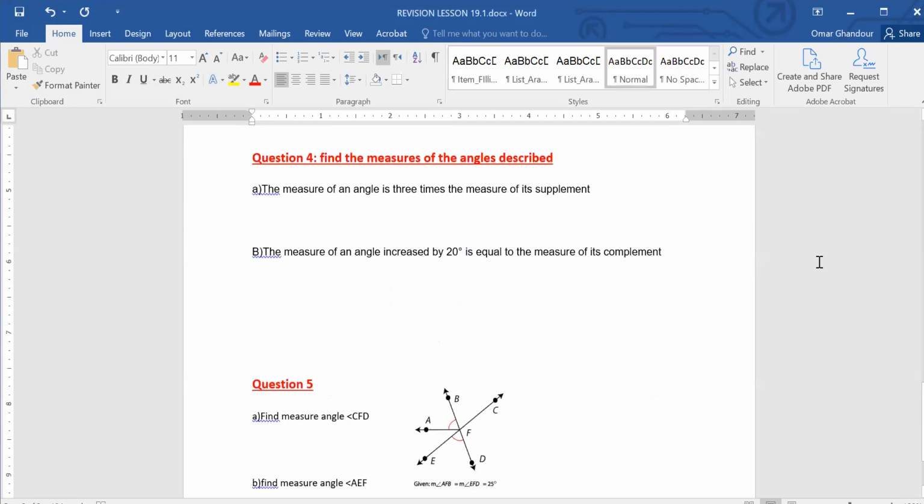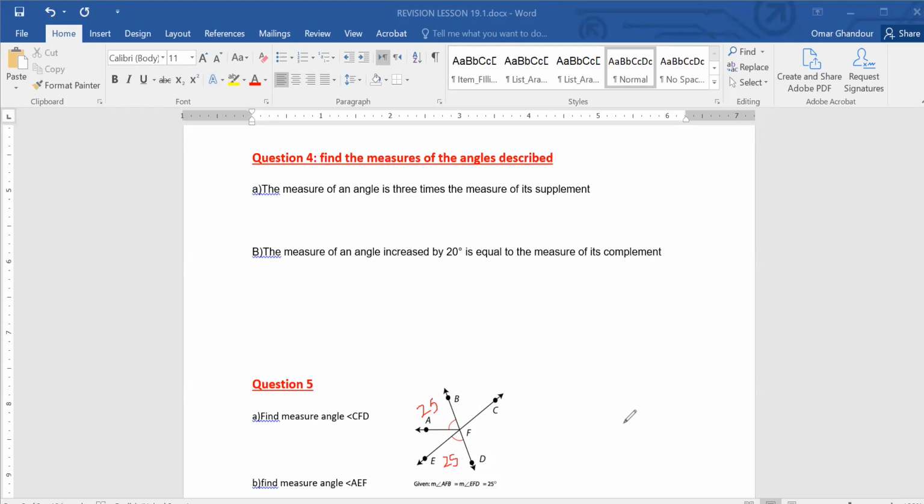And then we have question 5. Question 5, you have this shape in front of you. Find measure angle CFD. And it's written down here that these two angles are equal and they are equal to 25 degrees. So this is 25 and this is 25. And we are required to find measure angle CFD.